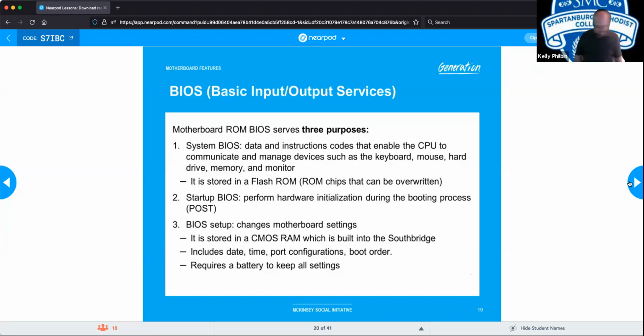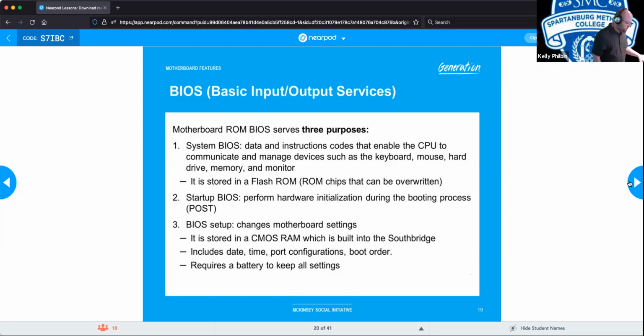And so if you ever have problems with the BIOS, one of the key things to look for, if your CMOS battery has died, is that every time you turn on your computer, it's asking you to update the date and time. That means every time you turn off your computer, it's erasing the memory and you're losing it. So that tells you right there that the CMOS battery is dead and needs to be replaced.